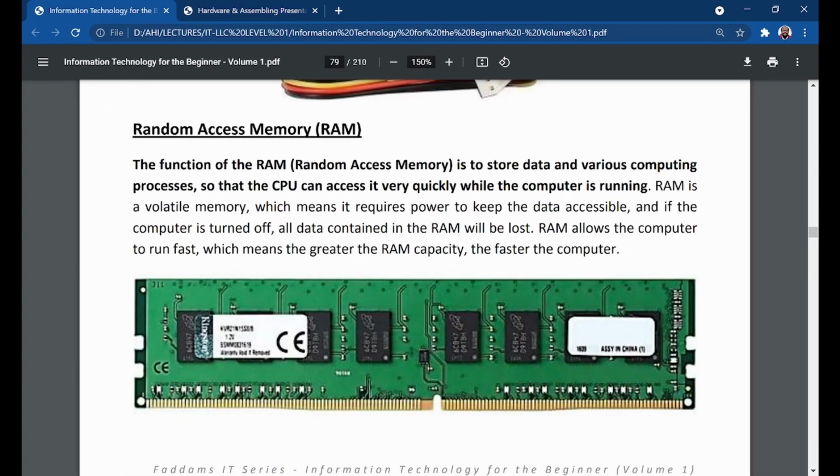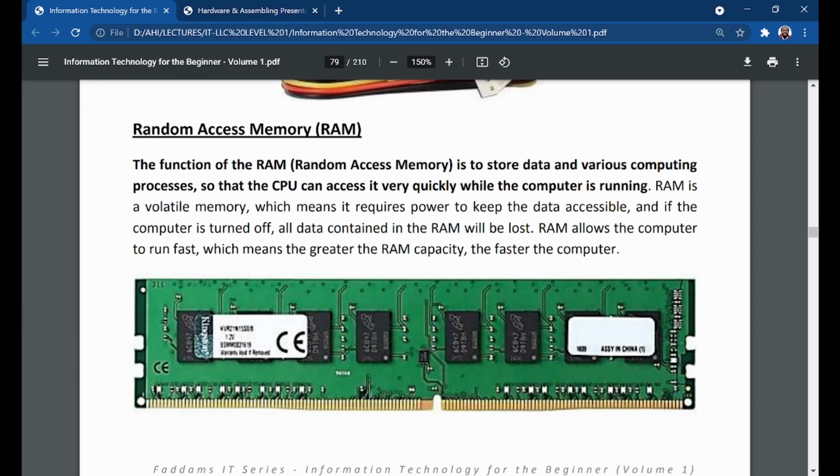Now watch this. The function of the RAM is to store data and various computing processes so that the CPU can access it very quickly while the computer is running. I like that. I'll come back to this. RAM is a volatile memory, which means it requires power to keep the data accessible, and if the computer is turned off, all data contained in the RAM will be what? Lost.